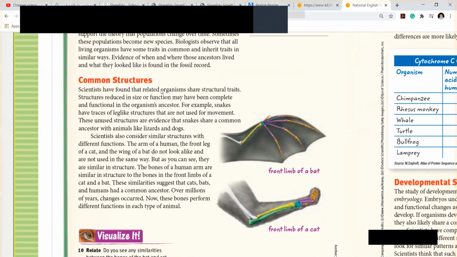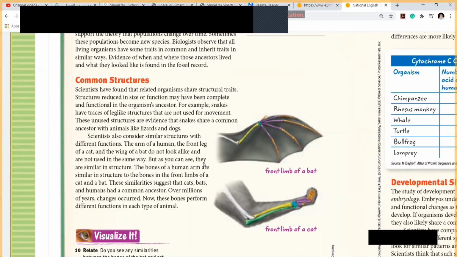Scientists found that related organisms share structural traits. Structures reduced in size or functions may have been complete and functional in organism ancestors. For example, snakes have traces of legs-like structures that are not used for movements. These unused structures are evidence that snakes share common ancestors with animals like lizards and dogs.